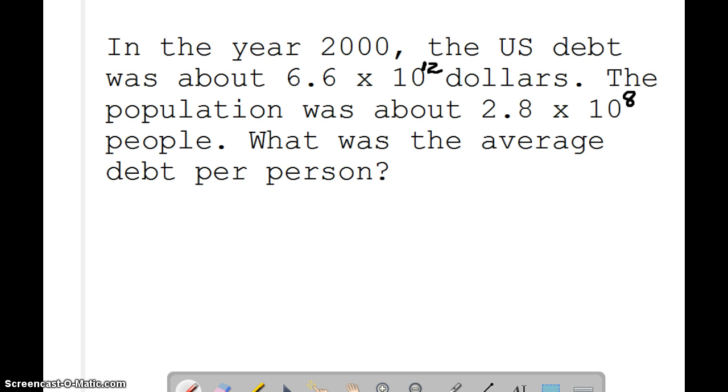Now finally, a little word problem. And this is really where you're going to use this to solve your problems. But if you don't know how to set it up, it makes your life really hard. So let's take a look at this word problem.